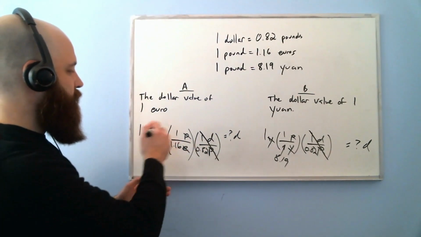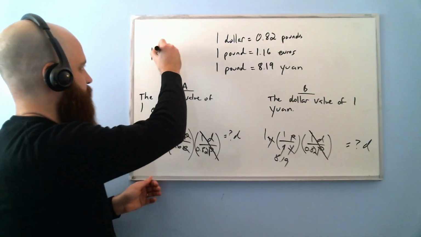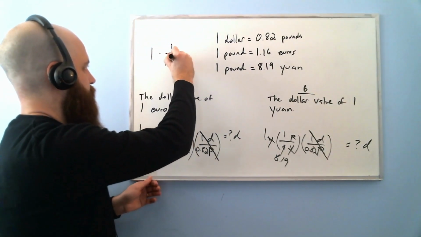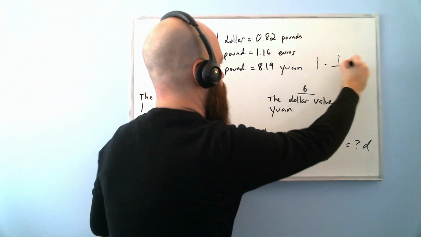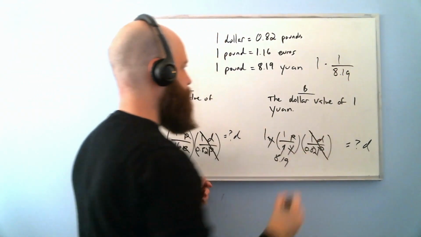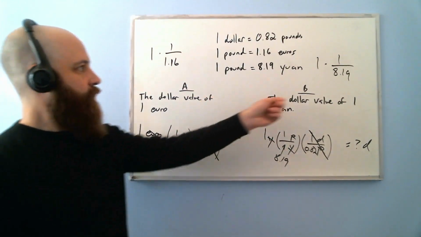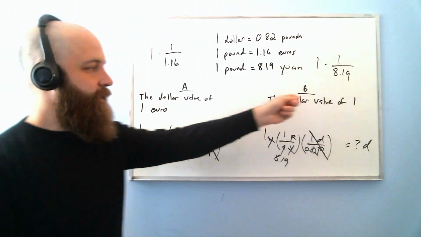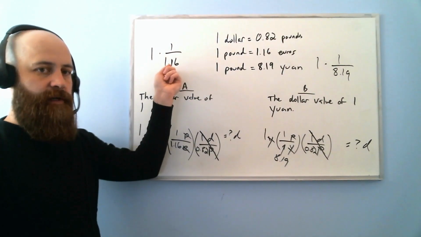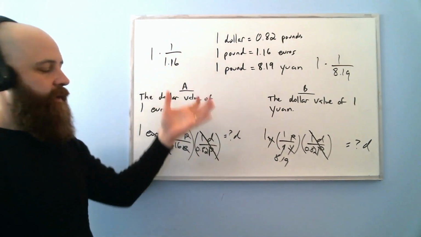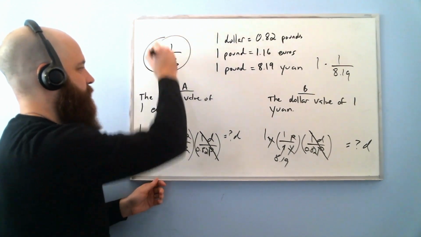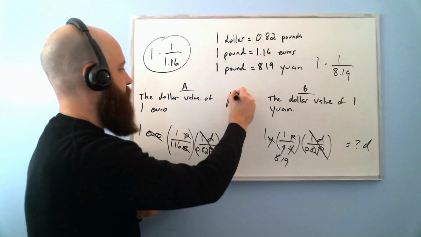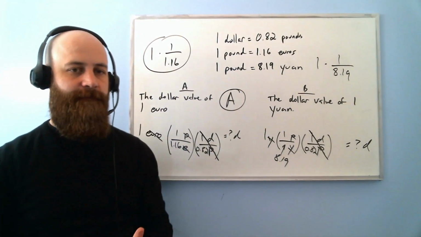Now, which is bigger? 1 times 1 over 1.16, or what I have over here, 1 times 1 over 8.19. Well, notice 1 over 8, roughly, is a lot smaller than 1 over 1. Okay, so without even crunching these numbers, just by eyeballing it, it's quite clear that this value is going to be bigger, so that leads me to the correct answer of A for this one.